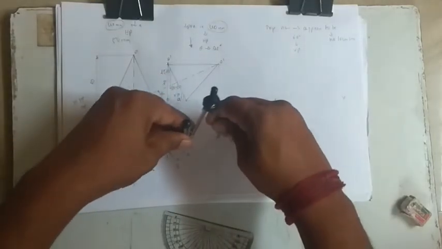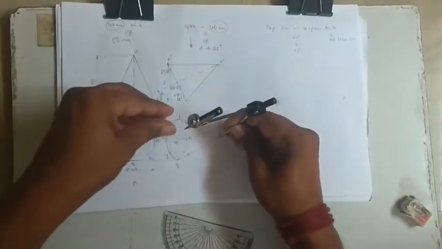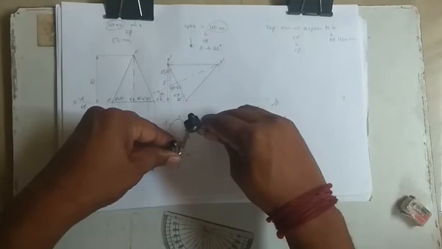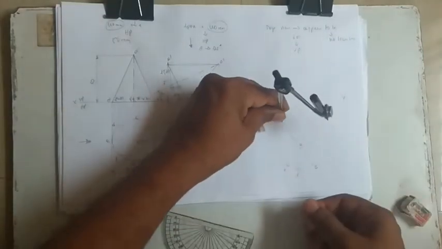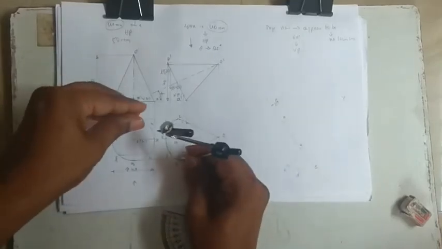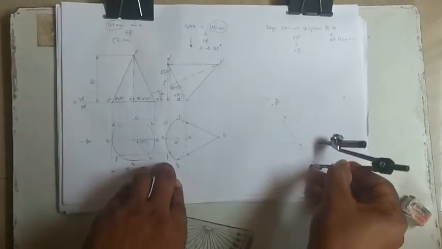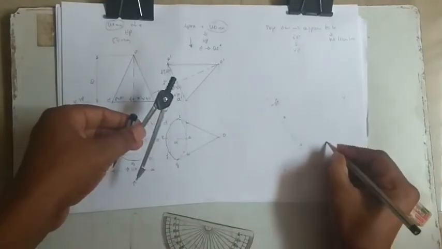Now similarly we can do the same thing here also. So we'll take O to G. So O to G will come this side, and we know E to G. So this is our G.